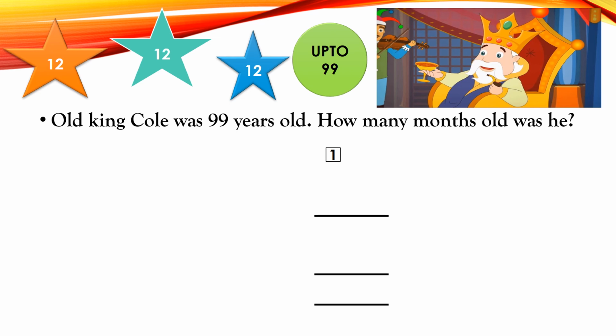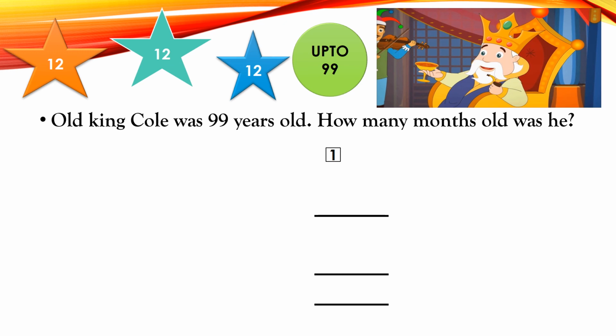So now let's try to picturize the word problem. So since old King Cole was 99 years old, we show the years as stars. So each year is represented here as a star, and since I cannot draw 99, I just show it as up to 99. Now each year or each star has 12 months in them. So it means 12 plus 12 plus 12 plus 12 and so on up to 99. Now we can find out how many months old was he by simply multiplying.